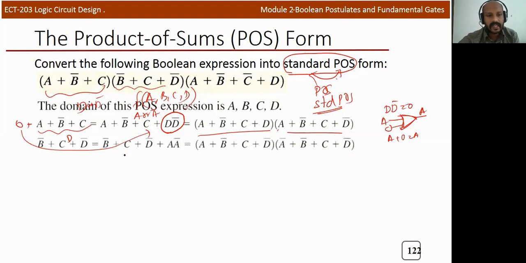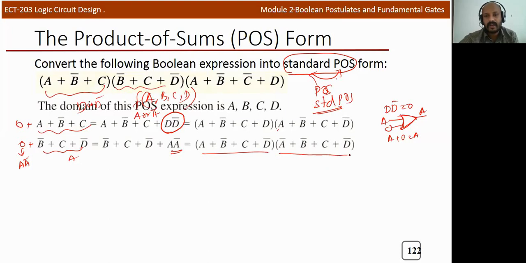Now we can verify the second term. If you consider the second term, a is missing actually. So in this expression a is missing. So we can add a into a bar, which is 0, and to replace this 0, I can add a into a bar. Now we can expand this by the distributive law. So a plus b bar plus c plus d bar will be one term. Another term will be a bar plus b bar plus c plus d bar.